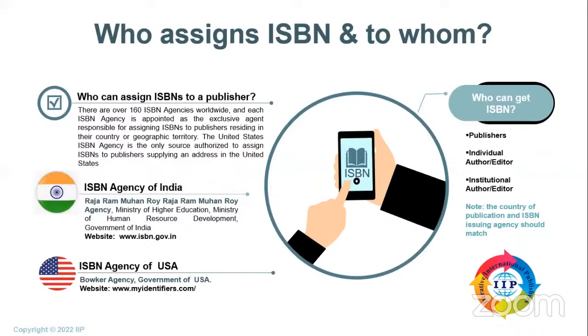Provided you are able to get the ISBN from the USA, your office has to be registered in the USA. That is the condition. So simply, being an Indian, I can get an ISBN from the Indian agency, the Raja Rammohun Roy agency, right? Being an American, I can get an ISBN from the American agency, that is Bowker. Now, who can get the ISBN?